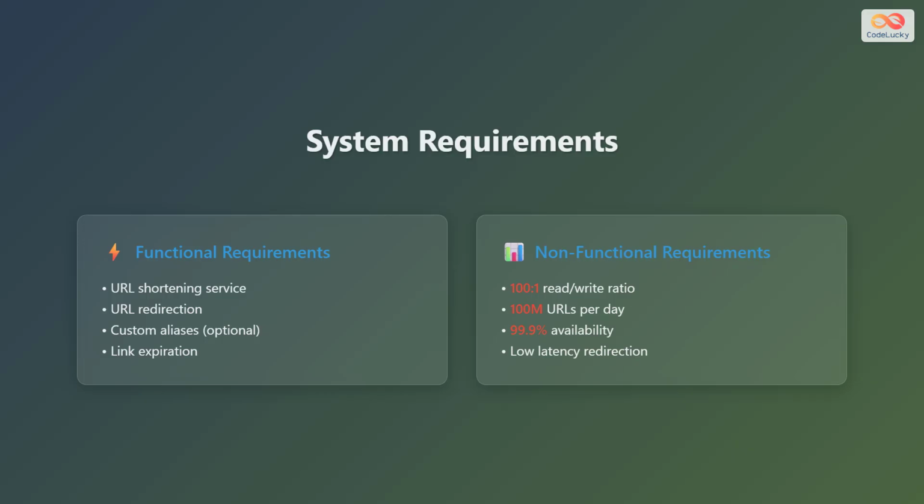Now, considering the non-functional requirements, the read-to-write ratio should be 100:1. The system should handle 100 million URLs per day. Availability should be at least 99.9%, and redirection latency should be low.